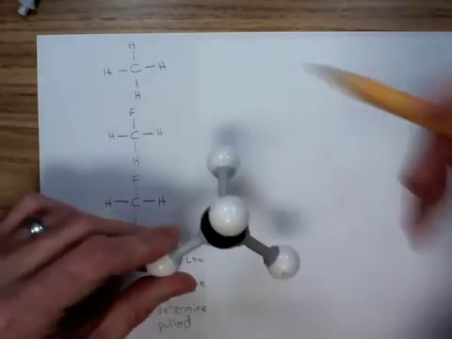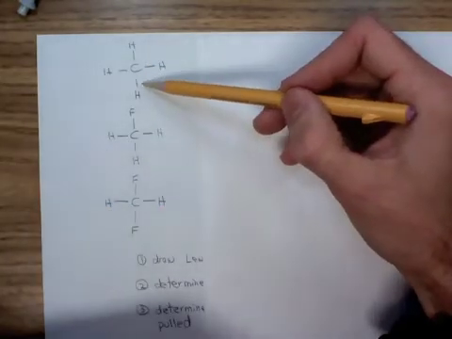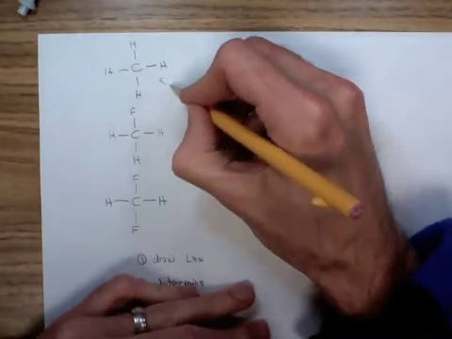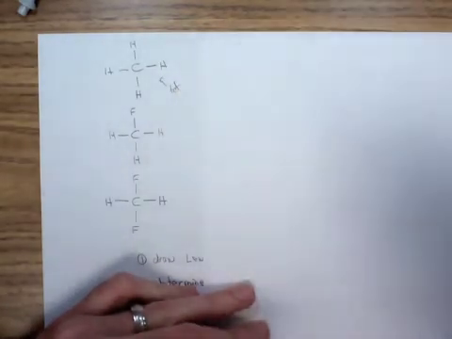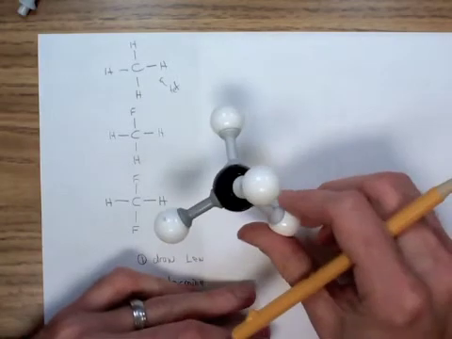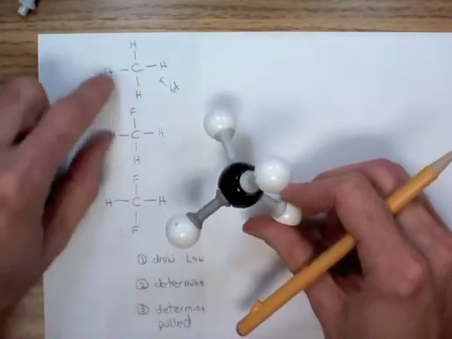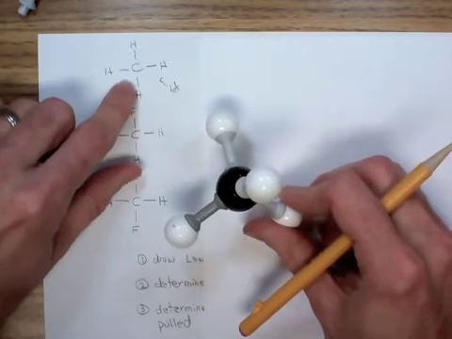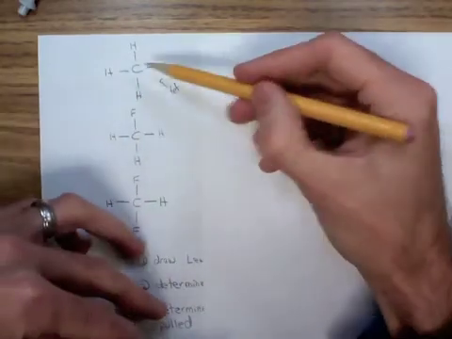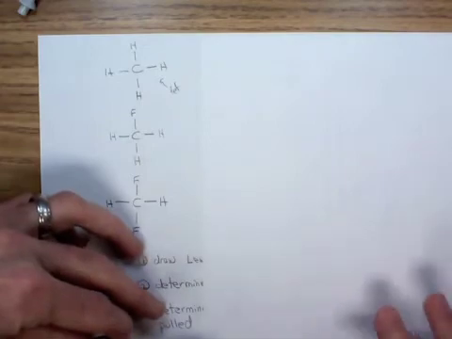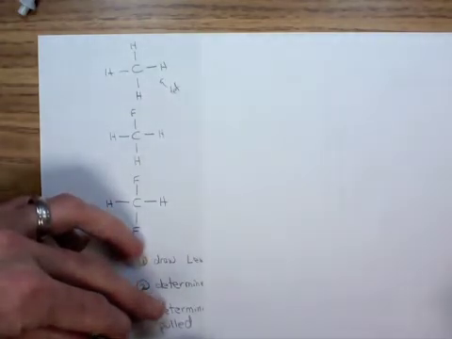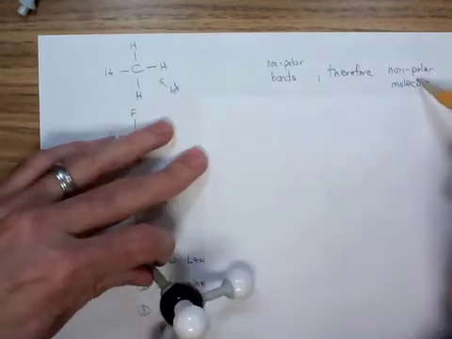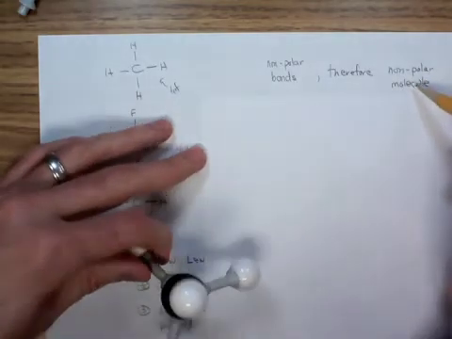Taking a look at this molecule here, first of all, we've got to figure out what shape it would be. This would be tetrahedral, so it's going to be this shape right here. Within this molecule, are there any polar bonds? All of these are carbon-hydrogen bonds. They are all nonpolar. So the molecule is going to be considered nonpolar.